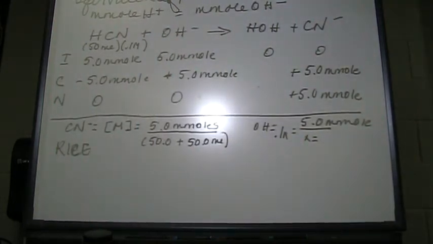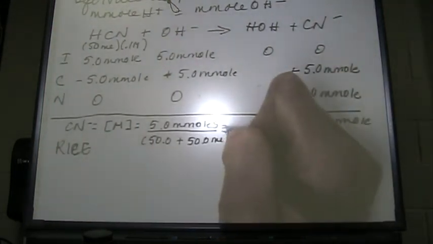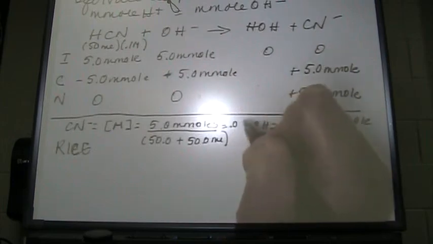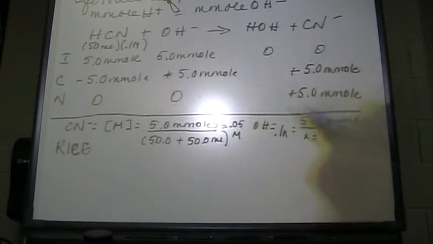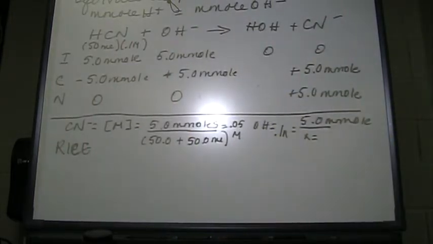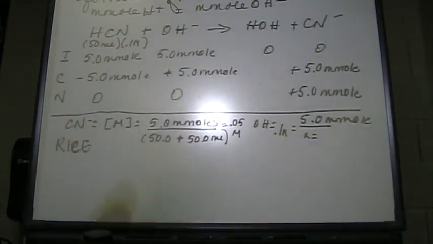So your CN ion has a molarity of 0.05 molar. It's 5 millimoles over 100 mL.